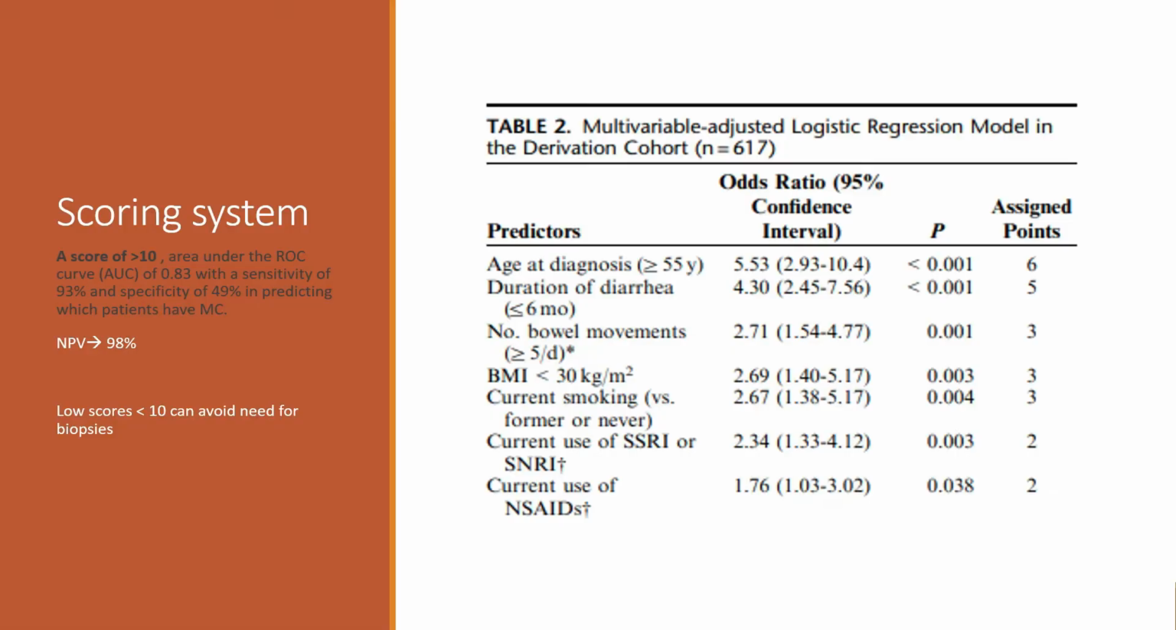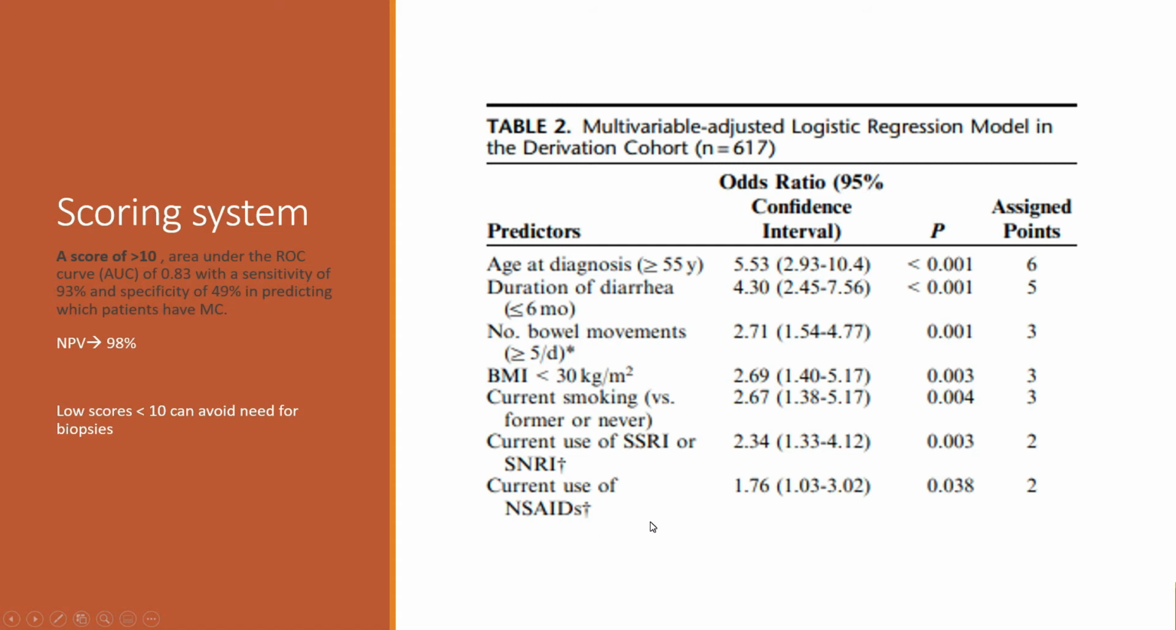Now, a couple of researchers, specifically Dr. Kane from Leeds University, found that on the basis of just physical signs and certain factors, a scoring system can be devised so that we don't have to do biopsies or colonoscopy to make a diagnosis. This scoring system was introduced in a study published in Clinical Gastroenterology and Hepatology in 2015, and they found that age, duration of diarrhea, number of bowel movements, BMI, smoking, SSRI, and NSAIDs. Interestingly, no PPI over here.